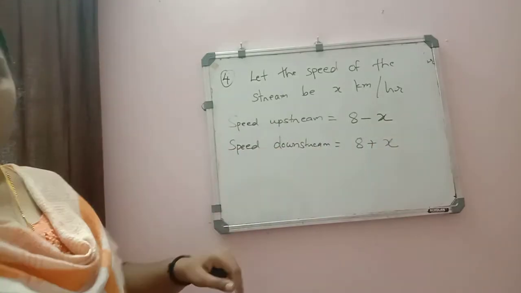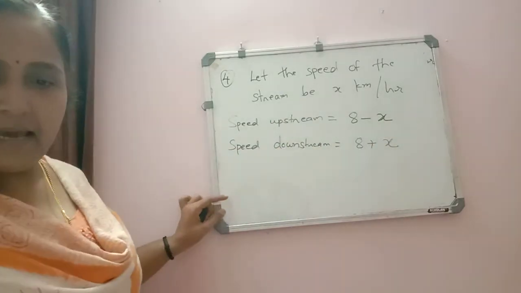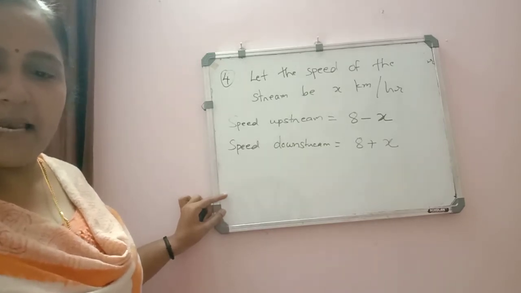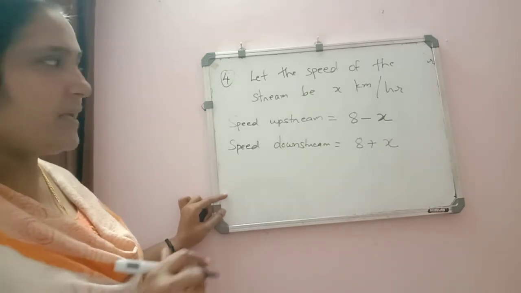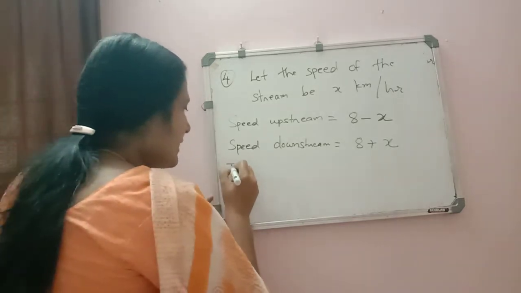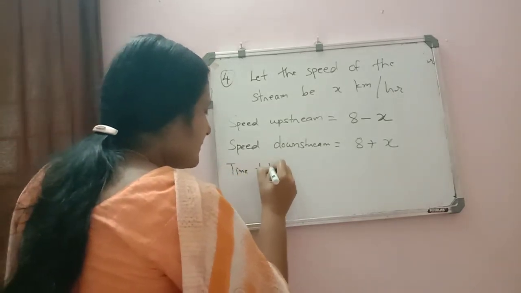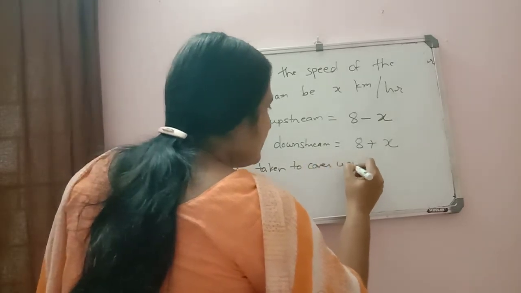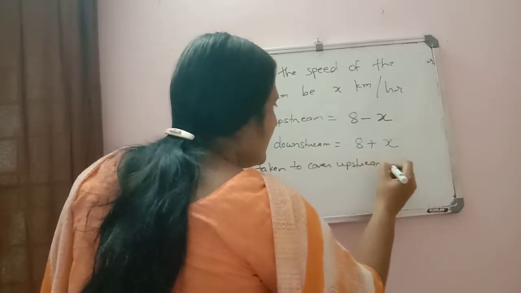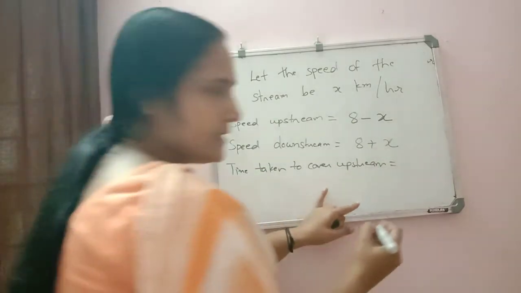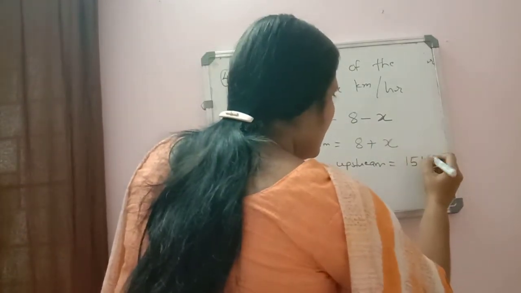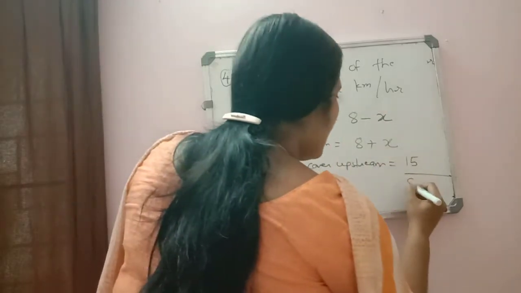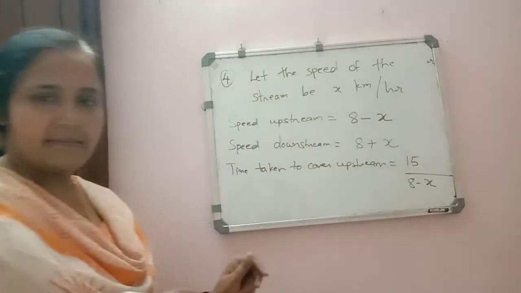Now we can check what is the time taken there. It can go 15 km upstream. So distance covered while going upstream is equal to 15 km. So we'll write the time taken to cover upstream. Time taken to cover upstream is equal to the distance, 15 km, and the speed we have taken, speed upstream, is 8 minus x.